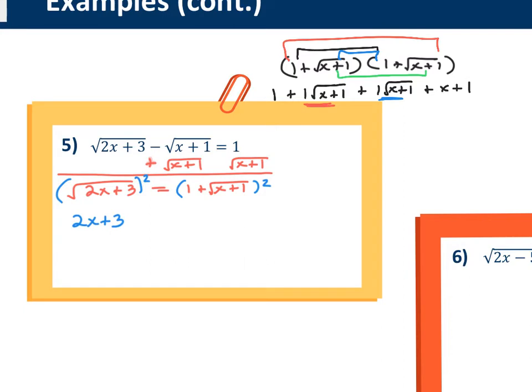Now I need to go back and add like terms. So these two here in the middle, 1 plus 1 is 2 times x plus 1 under the radical. I also have like terms here, a 1 plus 1, so this gives me 2, but then nothing to add to this x, so it's just plus x. So that's what the right side simplifies to.